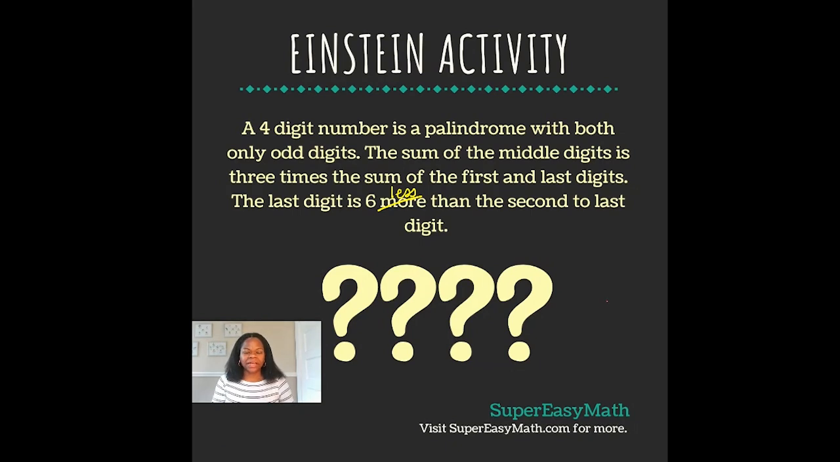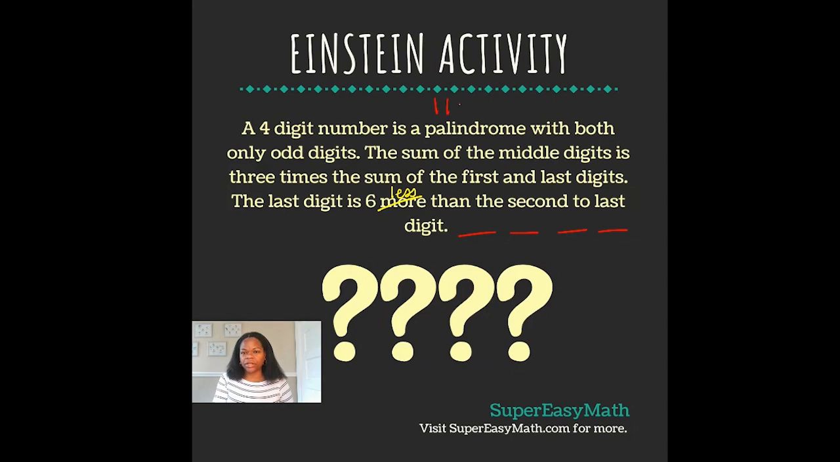So let's start with that first sentence. We're going to go through every clue to figure out what number meets all of these requirements. The first sentence tells us that we're dealing with a 4-digit number. So I'm going to write in 4 lines to represent the 4 digits. The next clue is that this number is a palindrome. A palindrome means you're dealing with a number that is the same combination of numbers forward as it is backwards.